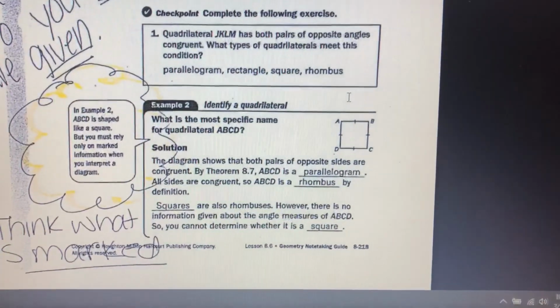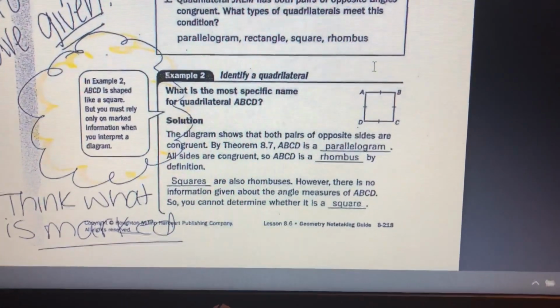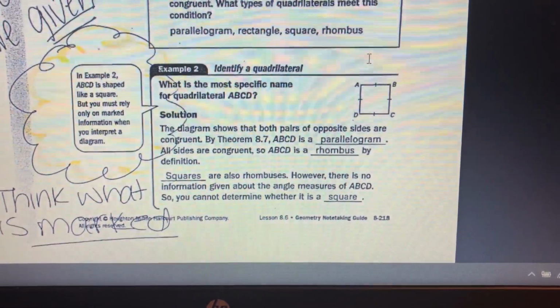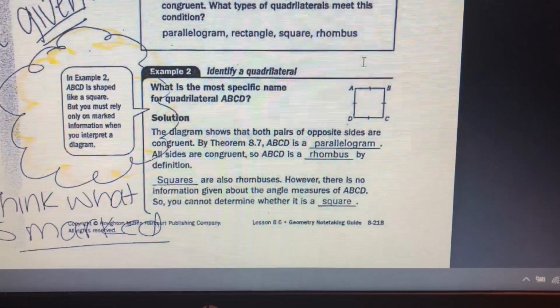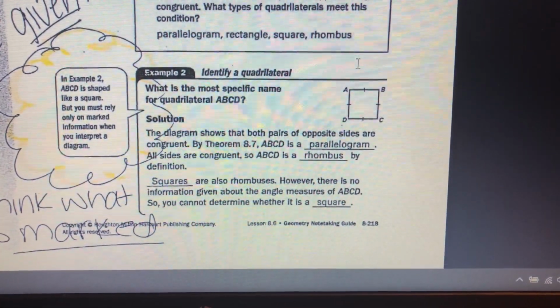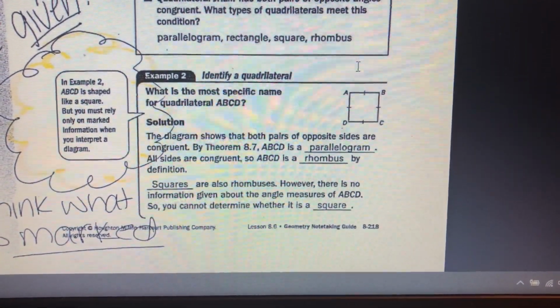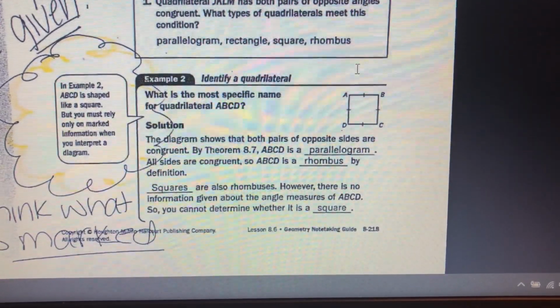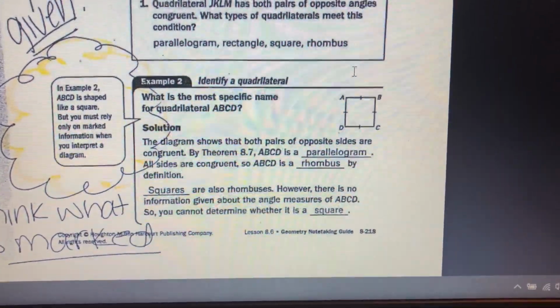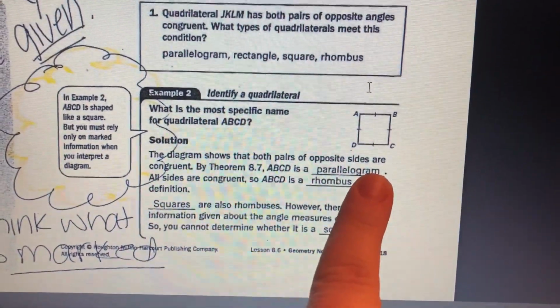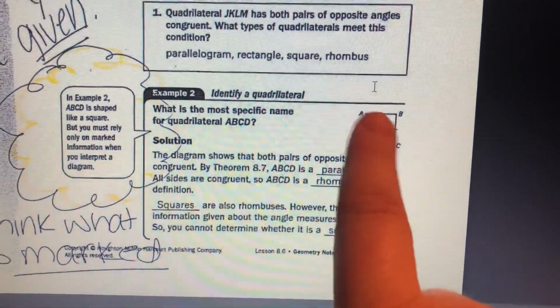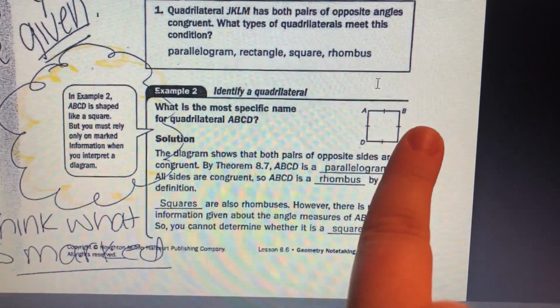So if we're looking down here at example 2, what's the most specific name for the quadrilateral ABCD? Looking at that, you're going to automatically want to call it a square, right? It looks like a square. You're going to say, Miss Irons, that's a square. Guess what? No, it's not. You cannot tell me that it's a square, because all I know about this shape is that my opposite sides are congruent and all four sides are congruent.